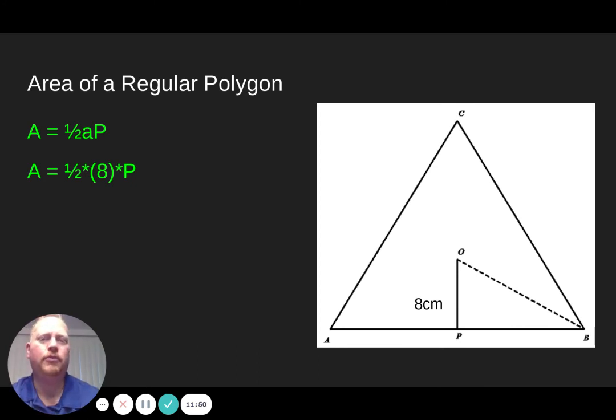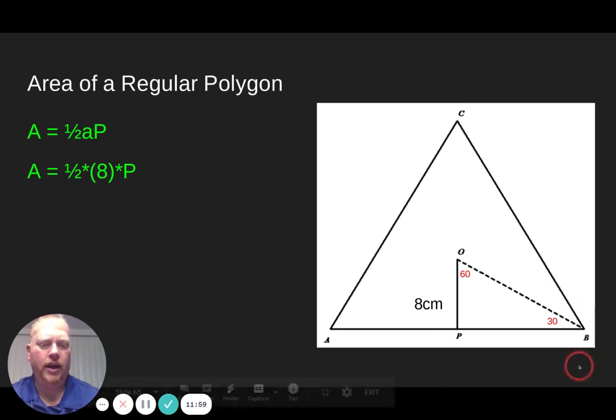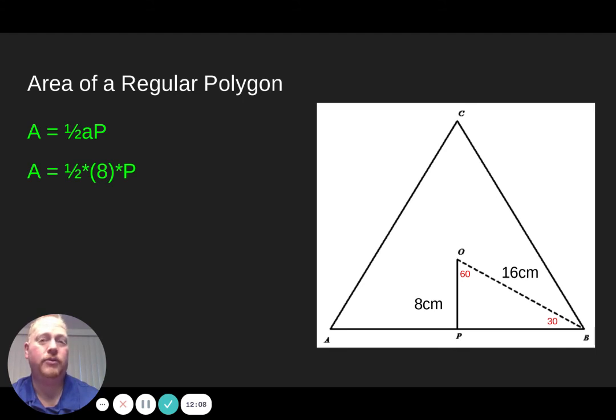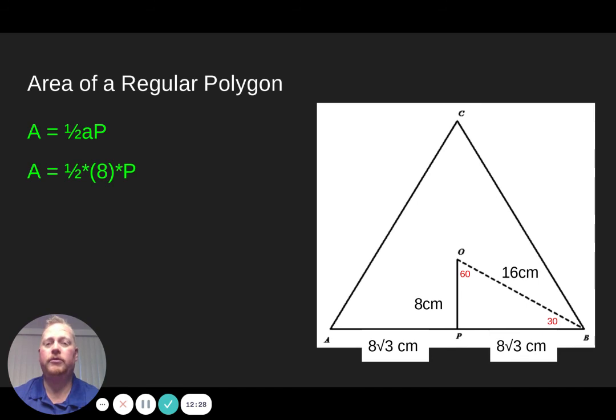But when we draw the apothem and the radius, we create a 30, 60, 90 triangle. Okay? It only happens in a hexagon and an equilateral triangle. So if this 8 is the short leg, then I would know that the radius is 16, because that's the hypotenuse. Well, that 16 doesn't help me any, but still good to know. And if this short leg is 8 centimeters, then that means the long leg is 8 times the square root of 3 centimeters. So if from P to B is 8 square root of 3, then P to A is also 8 square root of 3, which makes that entire side 16 square root of 3.